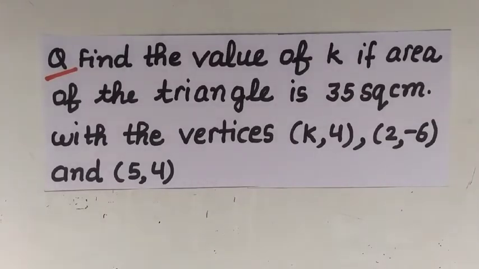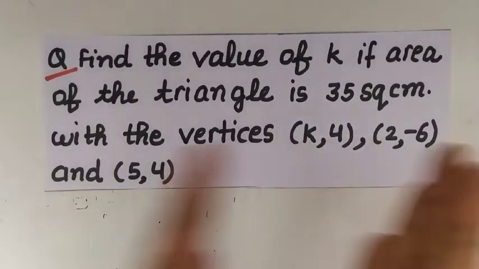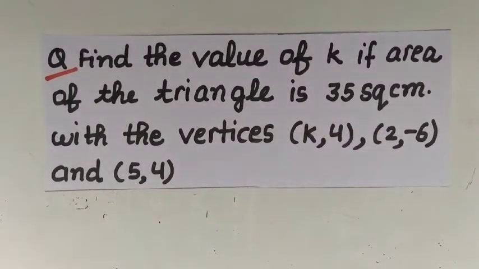Now students, in the previous question we determined the area of the triangle, but in this question the area of the triangle is already given as 35 square centimeter. So in this question we only have to find the value of the unknown, that is the value of k. In this question the area of the triangle is already given as 35 square centimeter, but in the previous question we determined the area of the triangle.